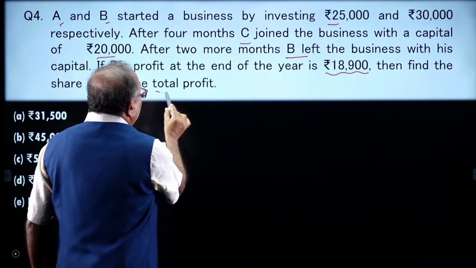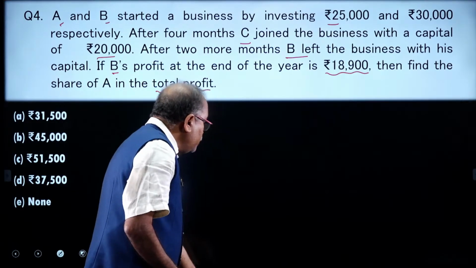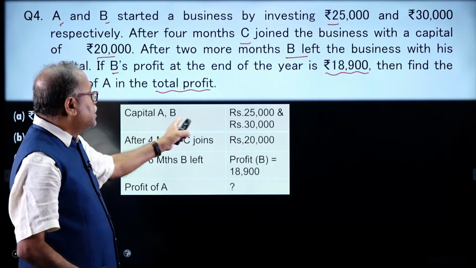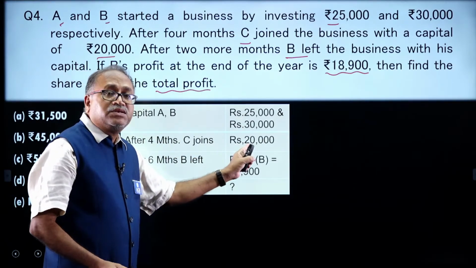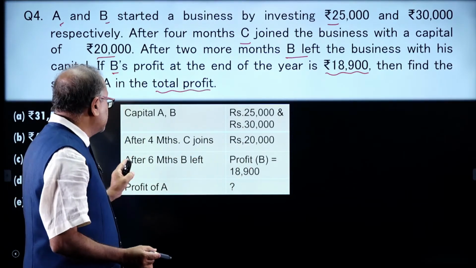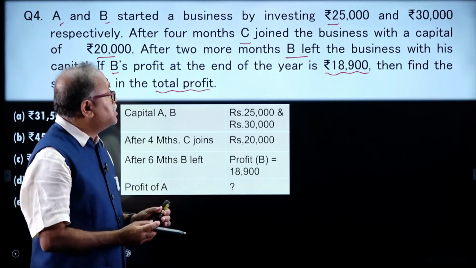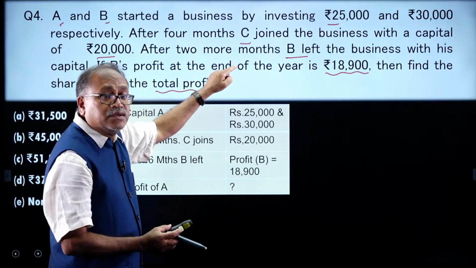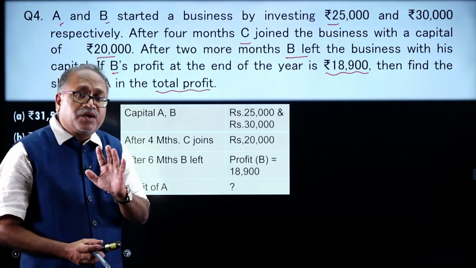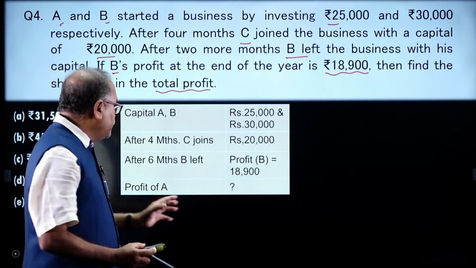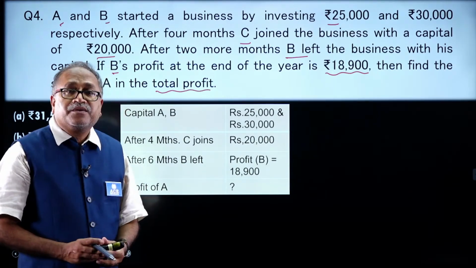Then what is the total profit? So the information we have is this: A and B invest 25,000 and 30,000. After 4 months, C joins with a capital of 20,000. After 6 months, B leaves. The total profit is 18,900. Then what is the profit of A?